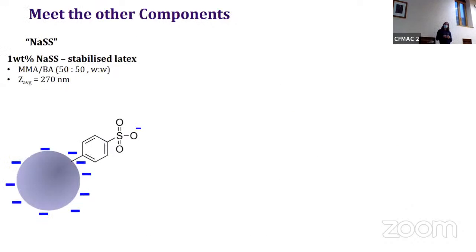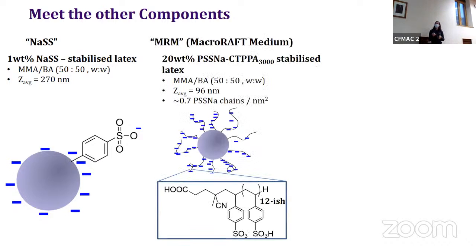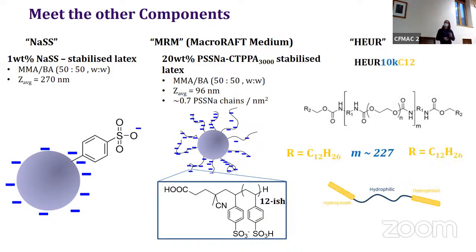So if we blend this with the latex particles that we were talking about before, we have different types with different surface chemistry, which was interesting. This one is stabilized with polystyrene sulfonate, so just negative charges across the surface. There's another one, which is Macrograph, which instead of just a negative charge on the surface has a polymer brush, which is charged. And then we have this rheology modifier that I want to talk about.